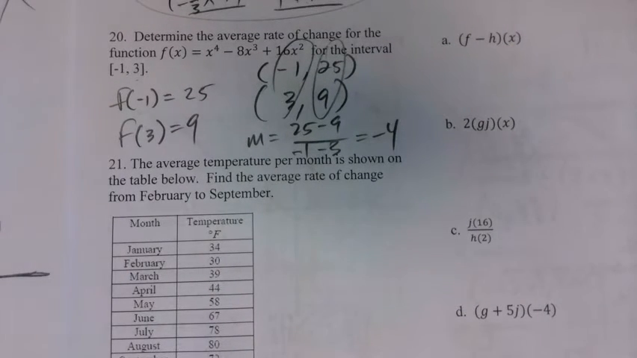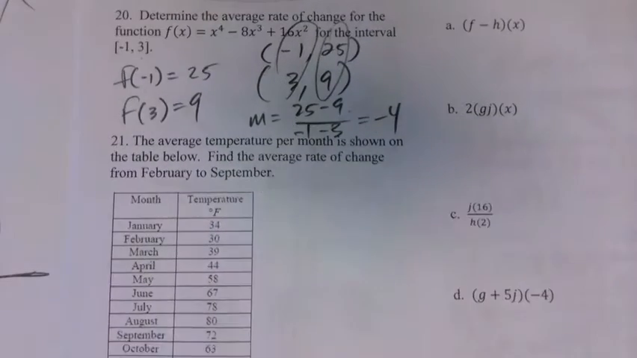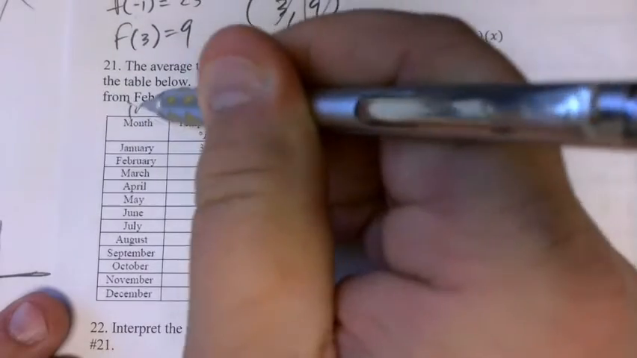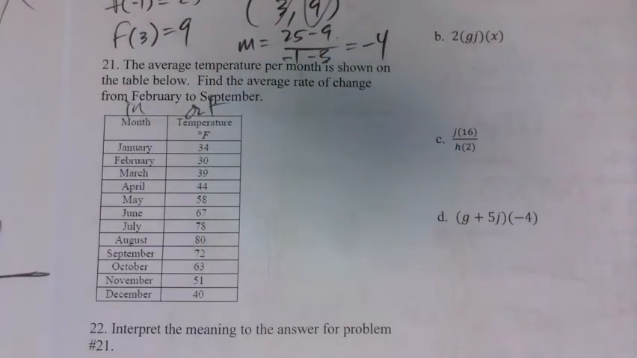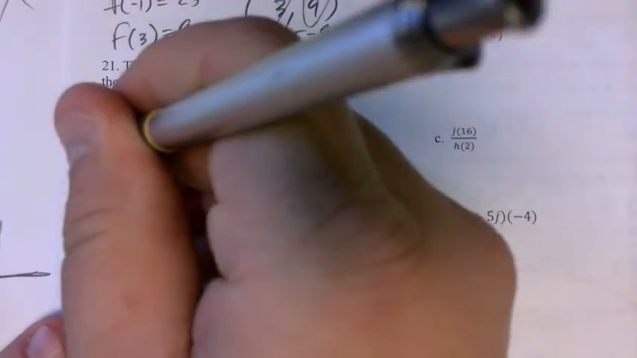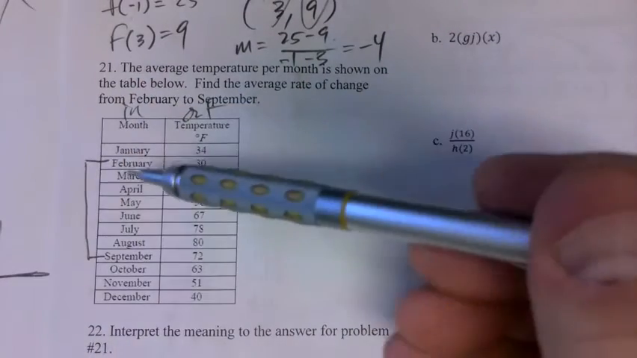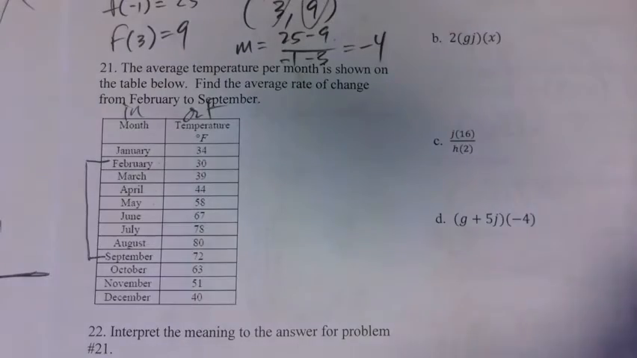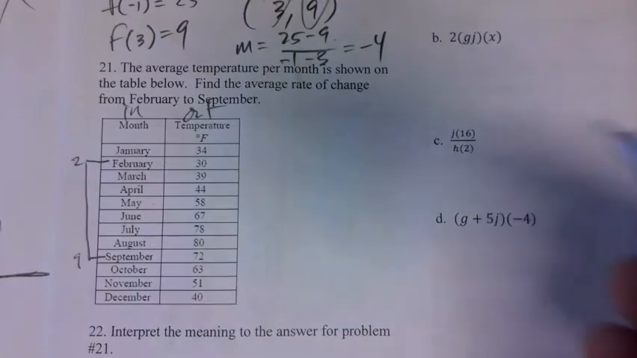Okay, change in the x, change in the outputs, change in the inputs. So on a table, it's the same thing, except here's your inputs, here's your outputs. So the average temperature per month is shown in the table below. Find the average rate of change from February, which is right here, to September, which is right there. That's 1, 2, 3, 4, 5, 6, 7. Or you could look at, hey, that's the 9th month minus the 2nd month.